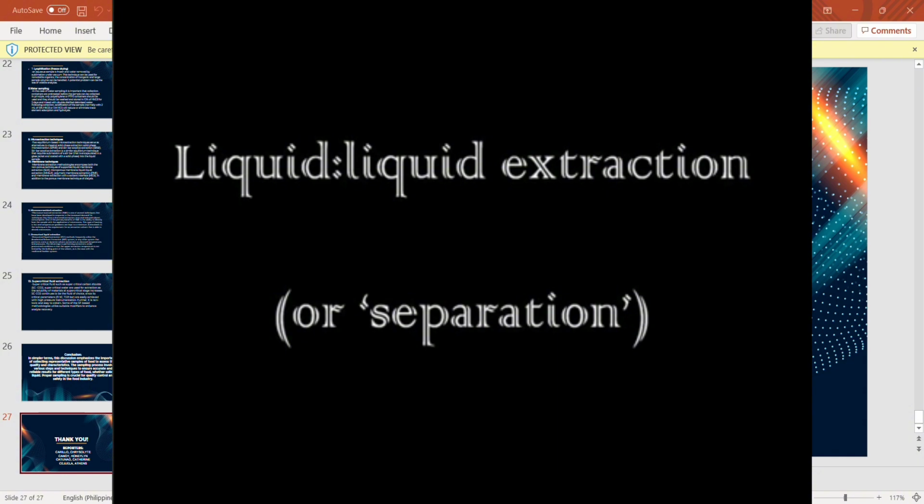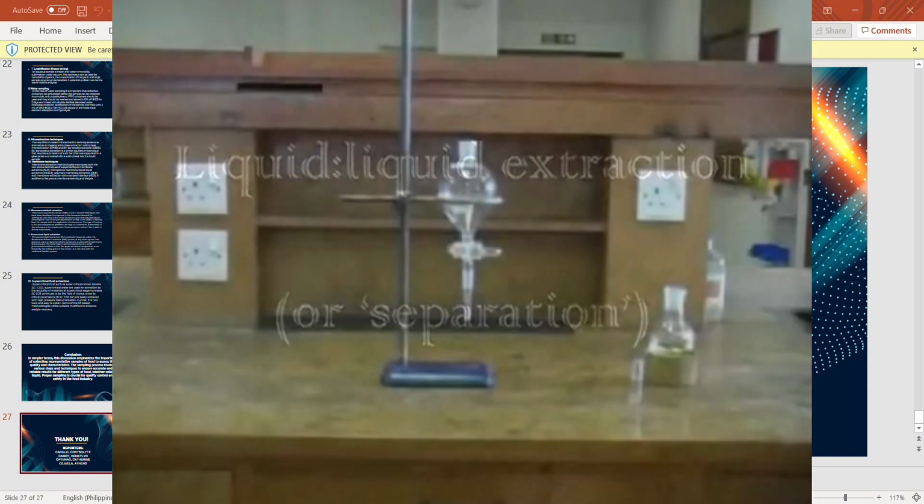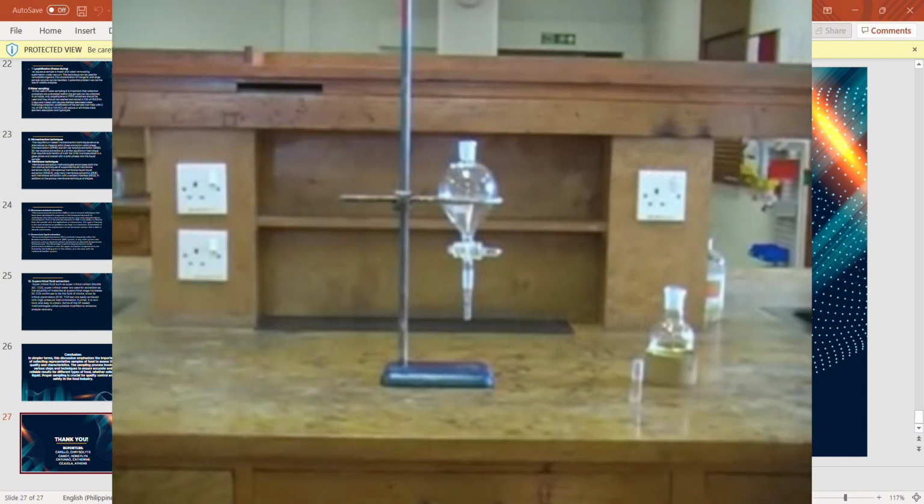The technique of liquid-liquid extraction is a form of solvent extraction which is often referred to simply as a separation, and we do this using a separating funnel as shown on the screen. The technique can be used in a range of contexts, and it's important that you understand why you're carrying out a separation in the experiment that you're doing.